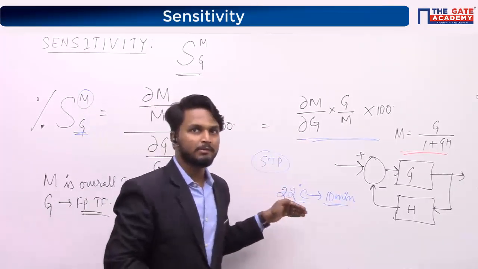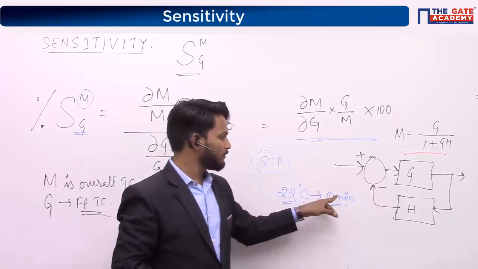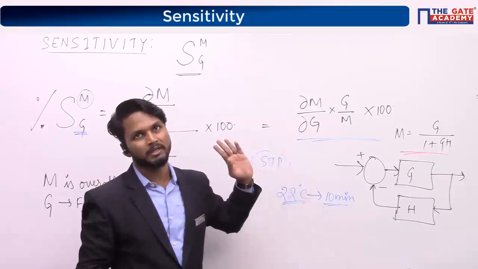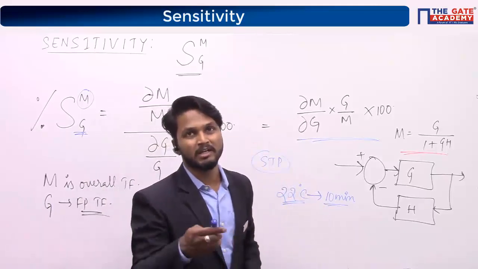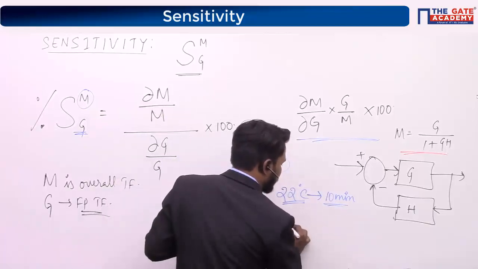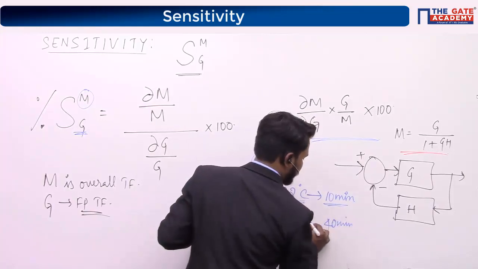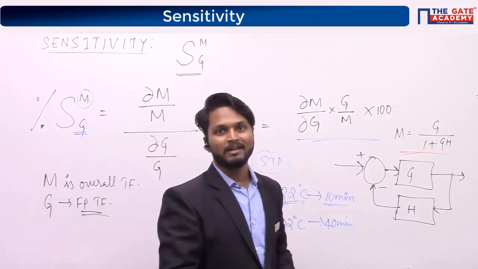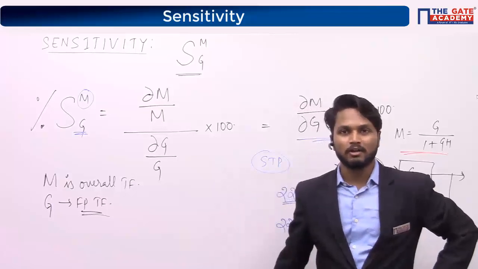So initially, if it is a brand new AC, it will bring the room to 22 degrees centigrade in 10 minutes. Whereas if the AC has become 10 years old, it may take around 40 minutes to reach 22 degrees centigrade, or else it may never reach at all. Many times we see such bad ACs, right? So it may never reach at all.